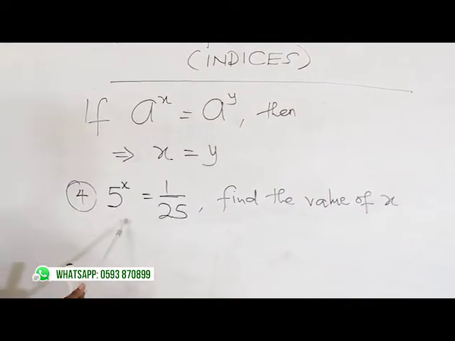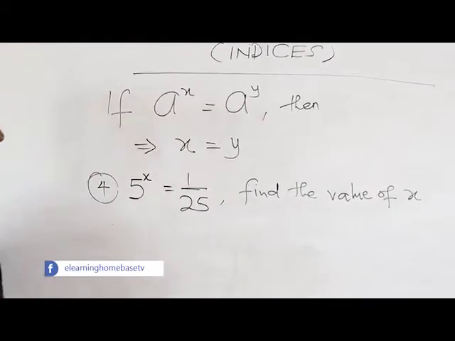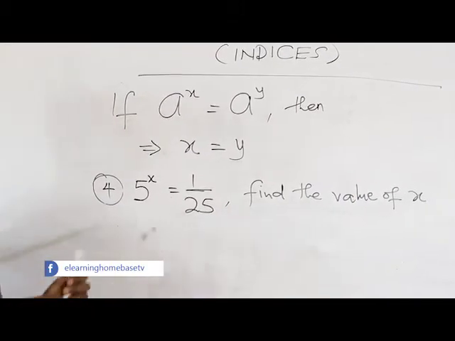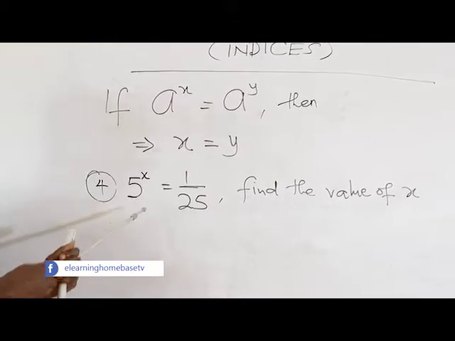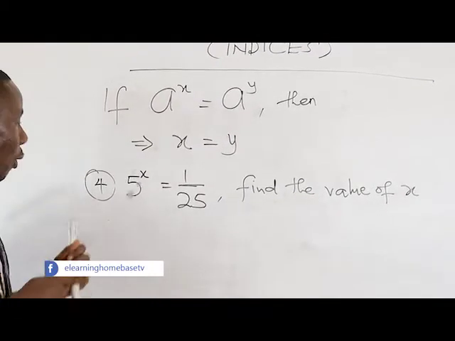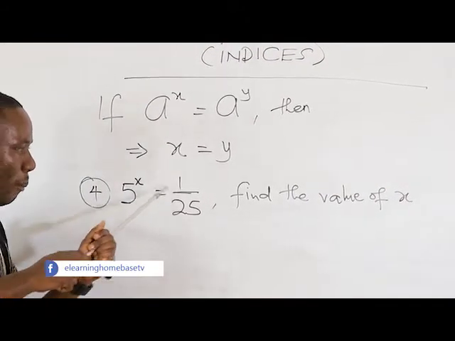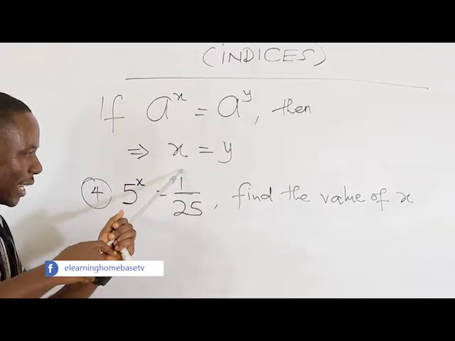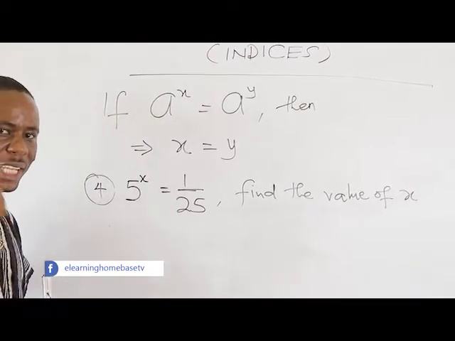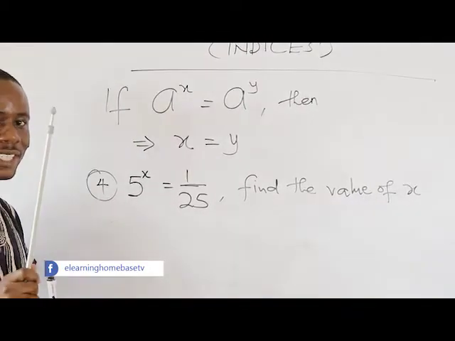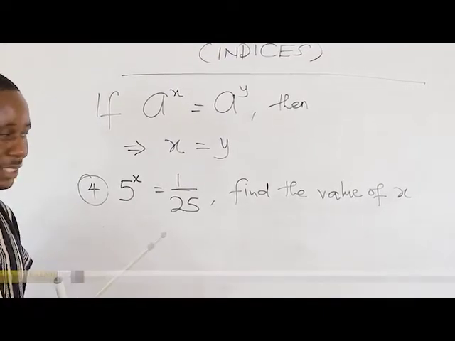I have 5 exponent x equals 1 over 25, and find the value of x. Now, on my left, I have my exponential expression, 5 exponent x, with base 5. It means on my left and on my right, both must have the same base of 5. Look at my right, it's a fraction, 1 over 25. And remember the rule of negative exponents. That rule can be applied, if you have forgotten.